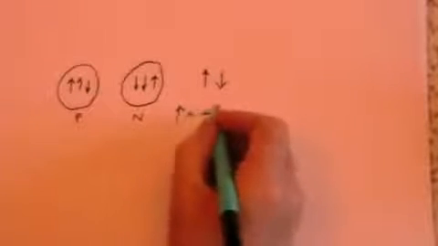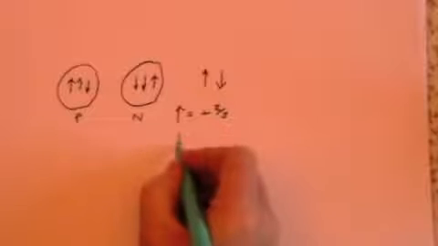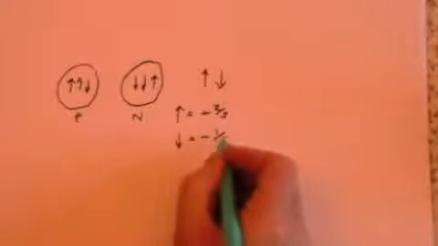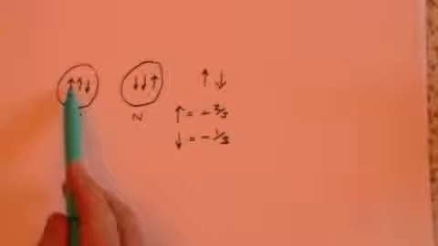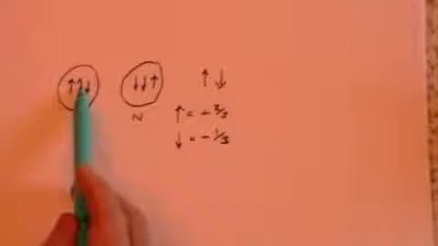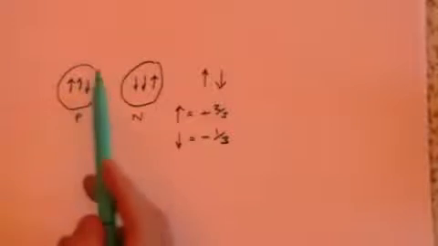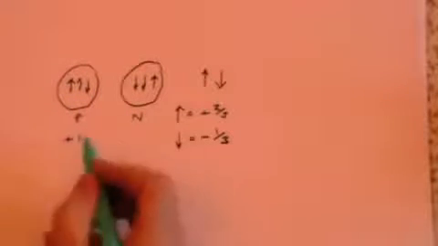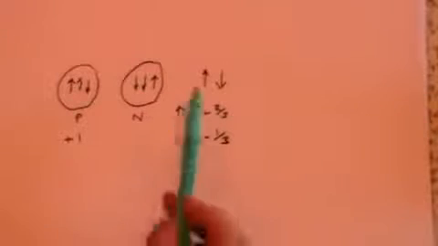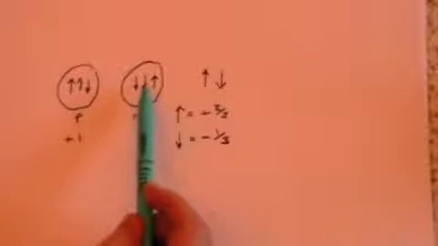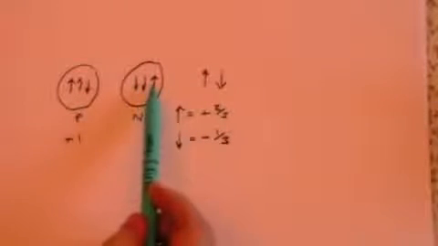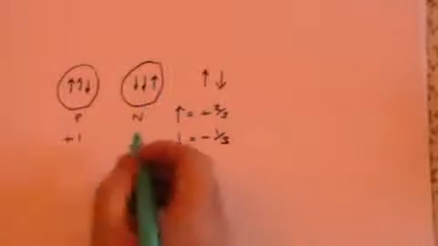An up quark has a charge of plus 2/3. A down quark has a charge of minus 1/3. So a proton has a total charge of plus 2/3 plus 2/3 minus 1/3, which equals plus 1. The neutron has a charge of minus 1/3 minus 1/3 plus 2/3, which equals 0. The quark seems to be a fundamental particle.